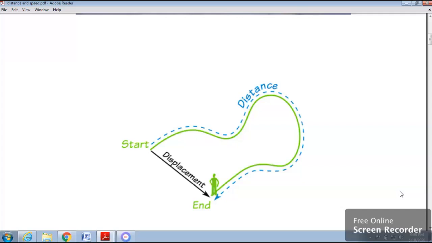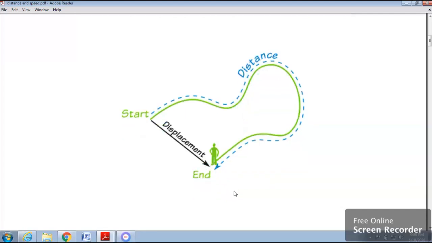It is a scalar quantity and it depends upon the path followed by the body. The unit of distance is meter. Suppose, as you can see in this diagram, the blue dotted line represents the distance.